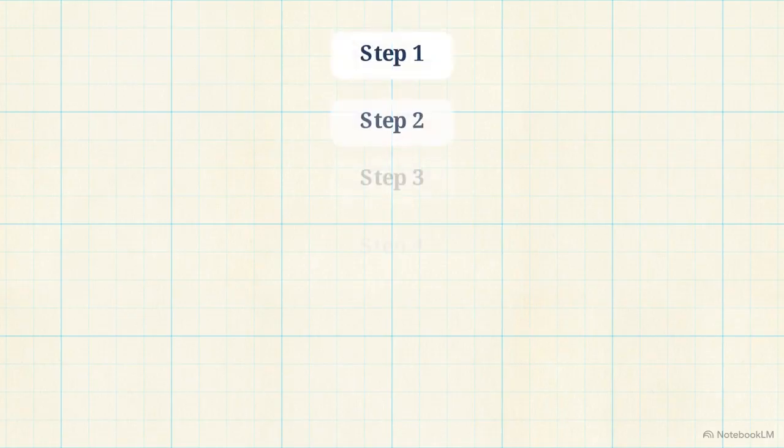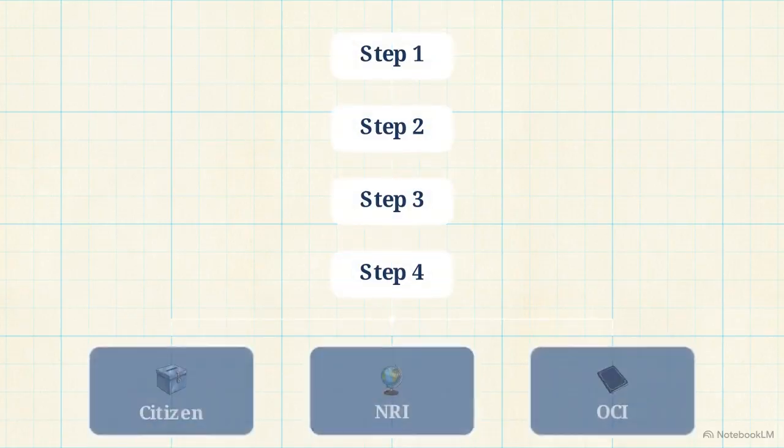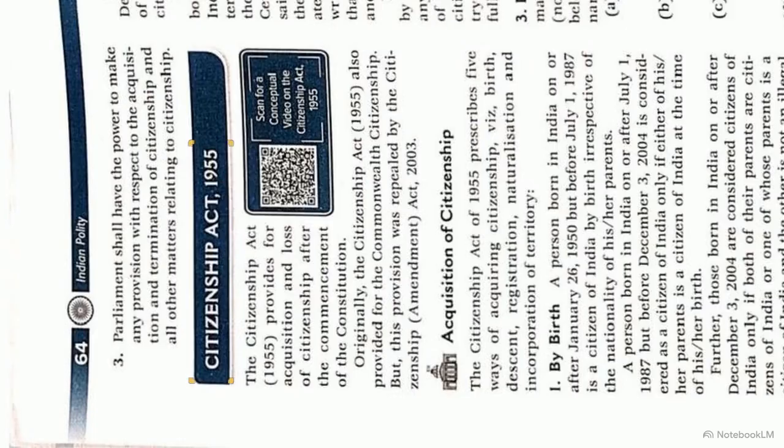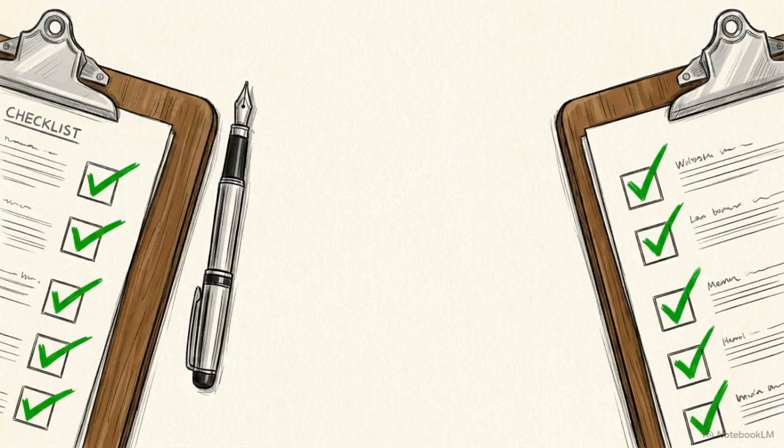We are going to build a 4-step diagnostic tool to definitively classify individuals as citizens, NRIs, or OCIs, and we will do this strictly according to the Citizenship Act of 1955. Applying this structured framework is the standard for avoiding classification errors that carry significant legal and professional consequences.